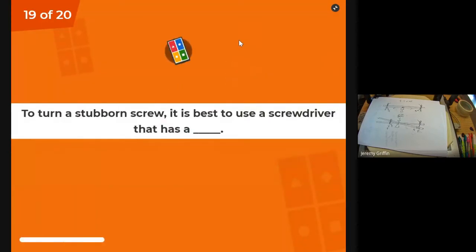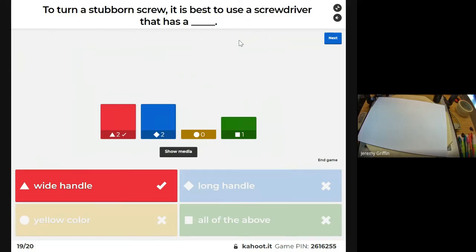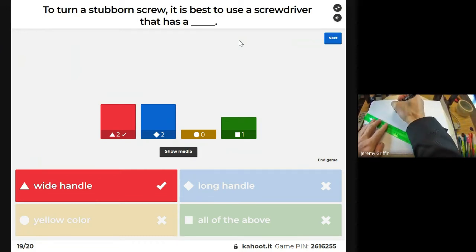Gabby's on fire. To turn a stubborn screw, it's best to use a screwdriver that has a what? A wide handle? Why a wide handle? Why do you want a wide handle screwdriver? This one I haven't directly covered yet, but I'll show you guys why.